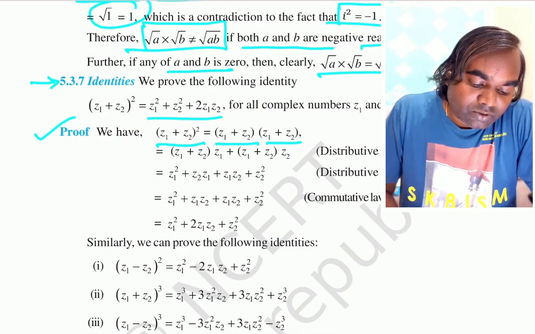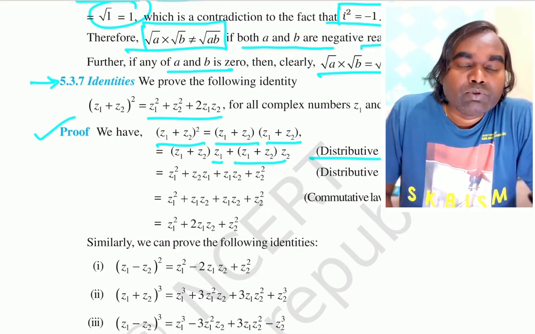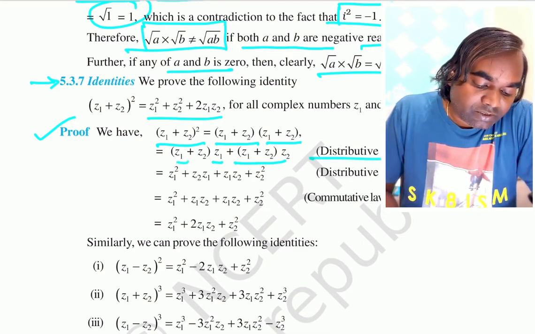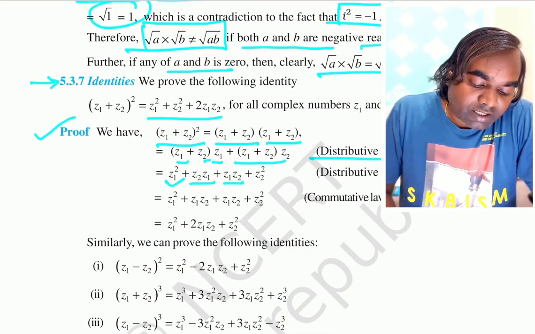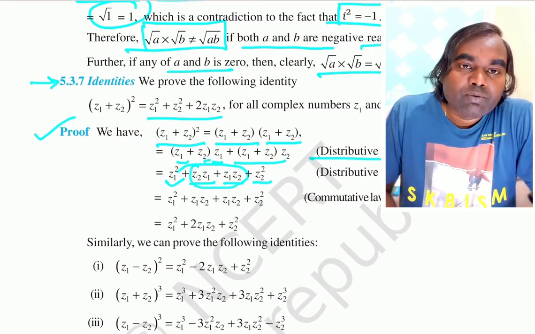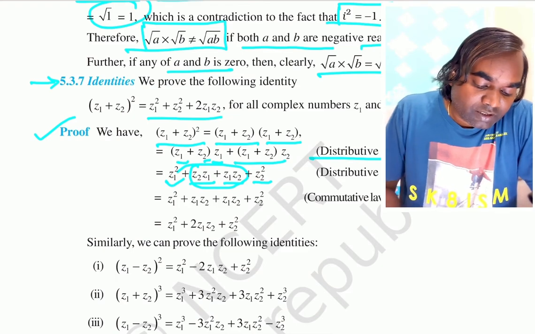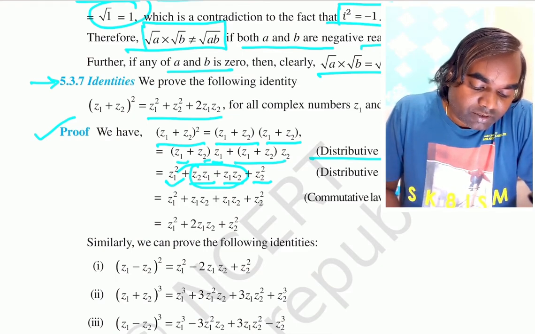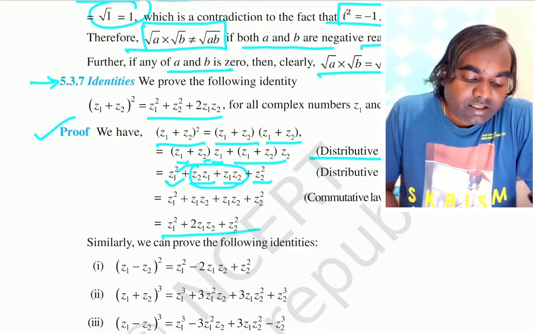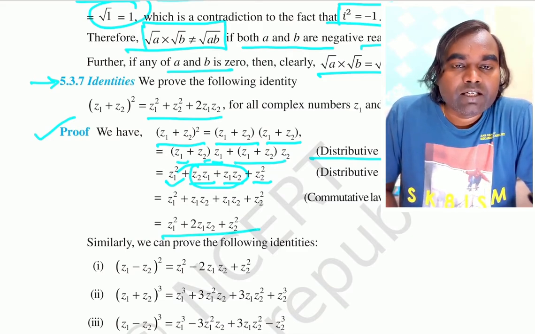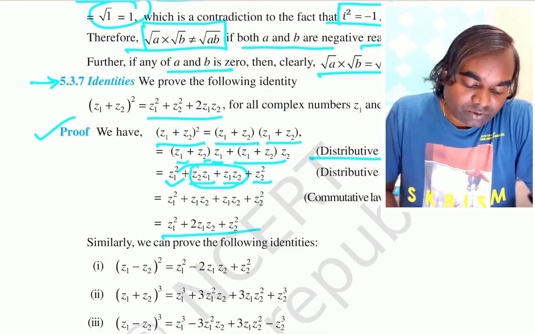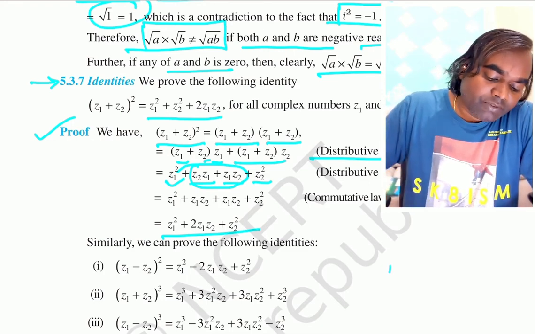So z1 plus z2 into z1 plus z1 plus z2 into z2, using the distributive law. And this z1 into z1 becomes z1 square plus z2 z1 and plus z1 z2 and plus z2 square. By the commutative law, this becomes equal to 2 z1 z2, and thus we see that z1 plus z2 whole square is equal to z1 square plus z2 square plus 2 z1 z2.